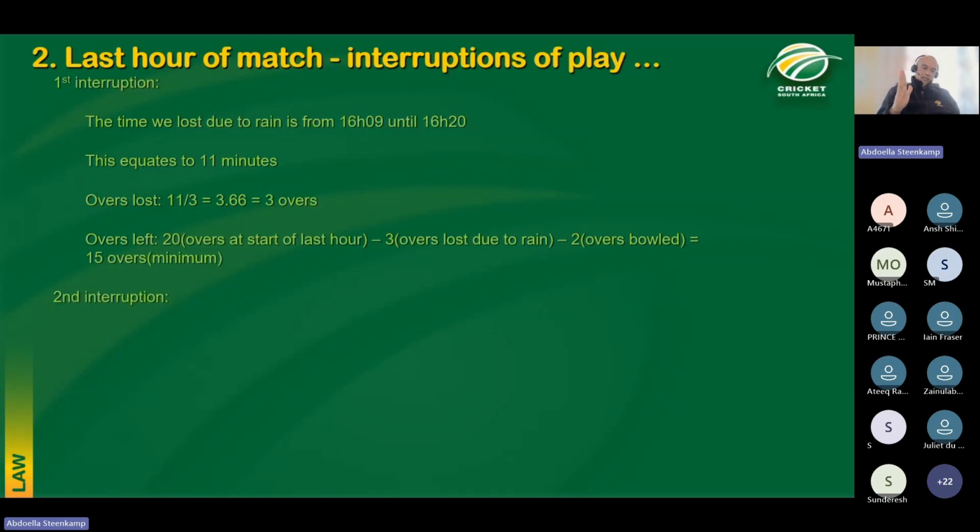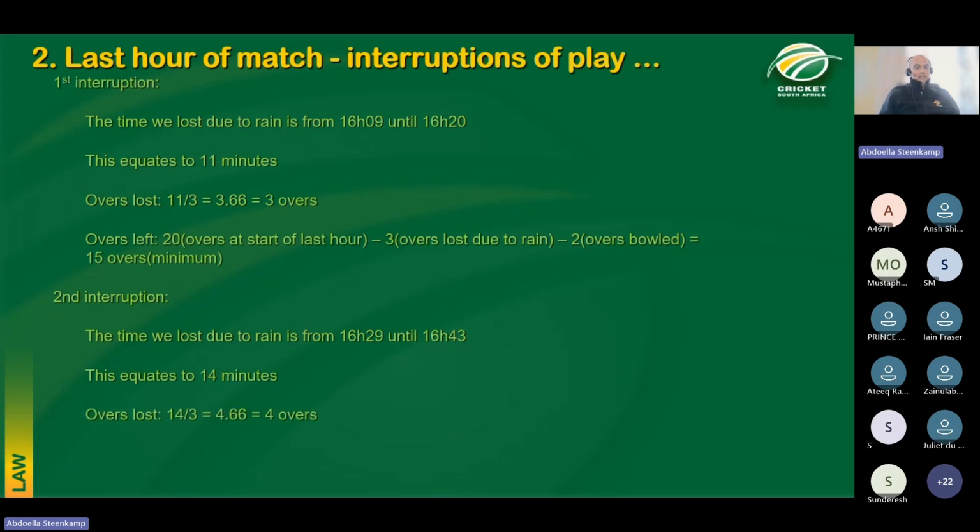Now our second interruption. Again, the first thing is 2 steps. From the time we left the field when it started to rain, which was 16:29, up until play will restart at 16:43, this equates to 14 minutes. That's the first step. The second step is to convert that 14 minutes into overs lost. You divide 3 into it, you get 4.66, and this equates to 4 overs. You ignore the fraction.